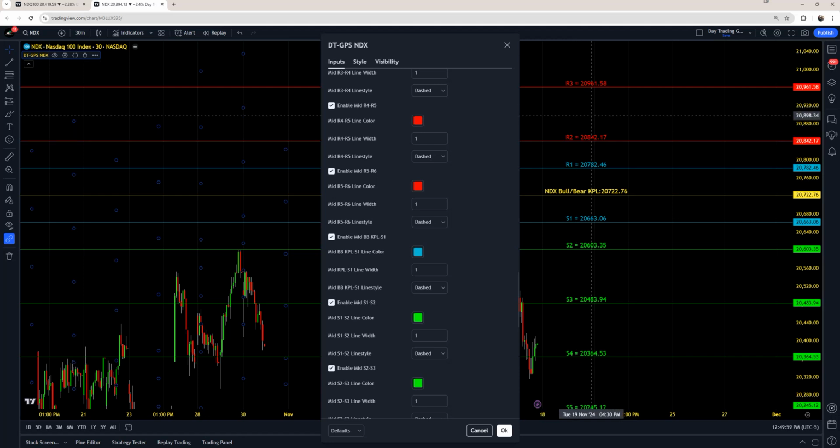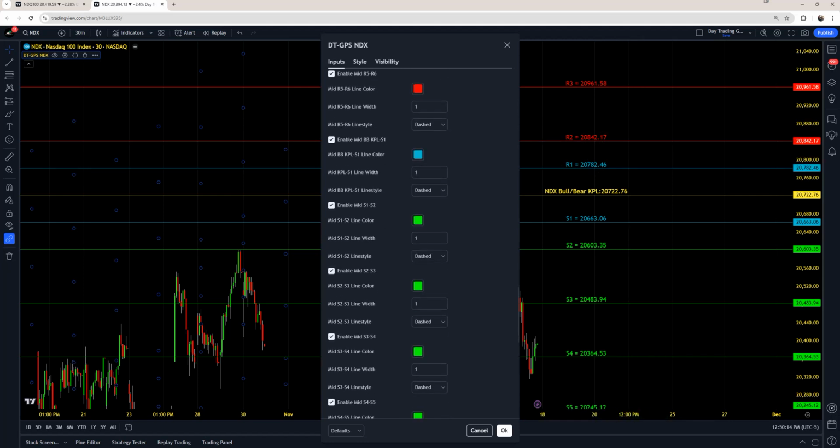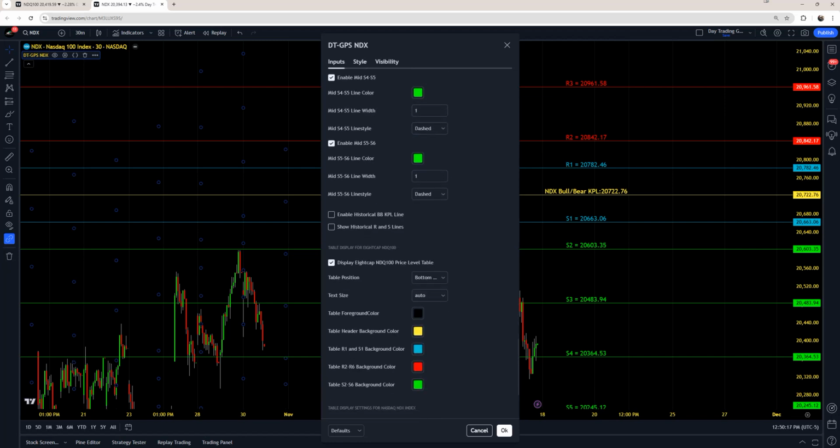But midpoints can certainly be helpful as far as gauging continuing momentum in one direction or another, or that momentum is coming to a halt and a reversal trend may start ensuing. So keep that in mind as far as using midpoints. I find them to be very effective.